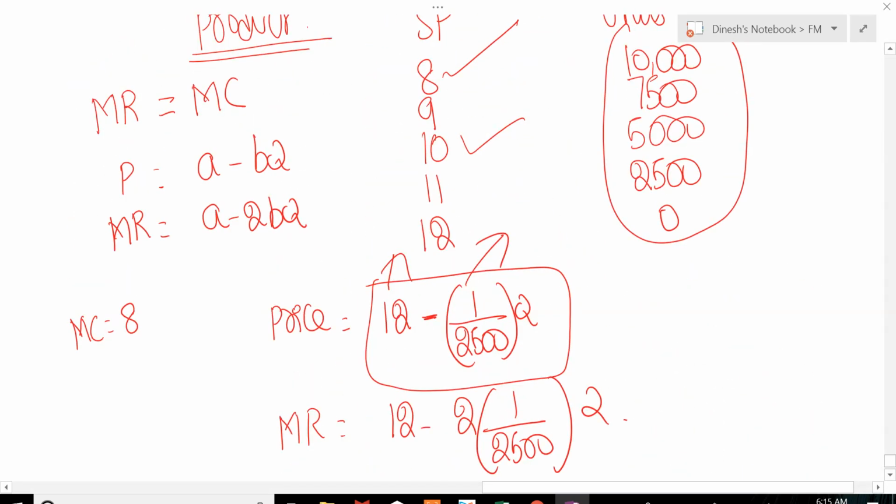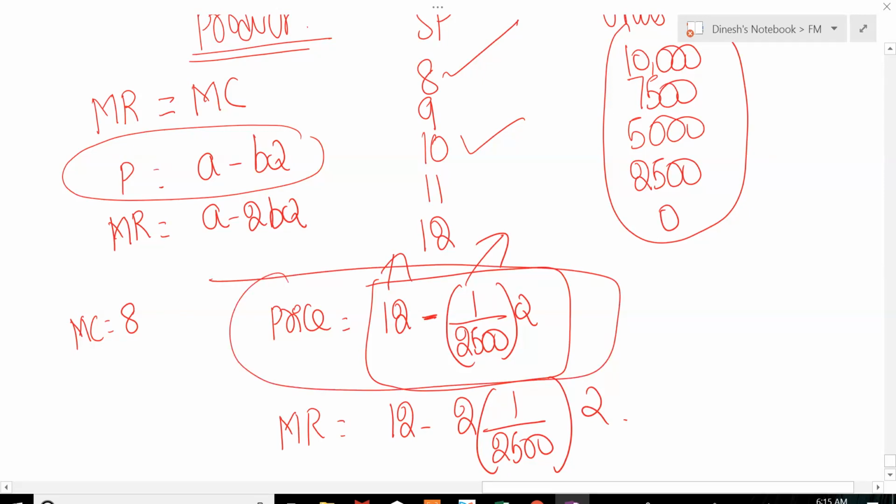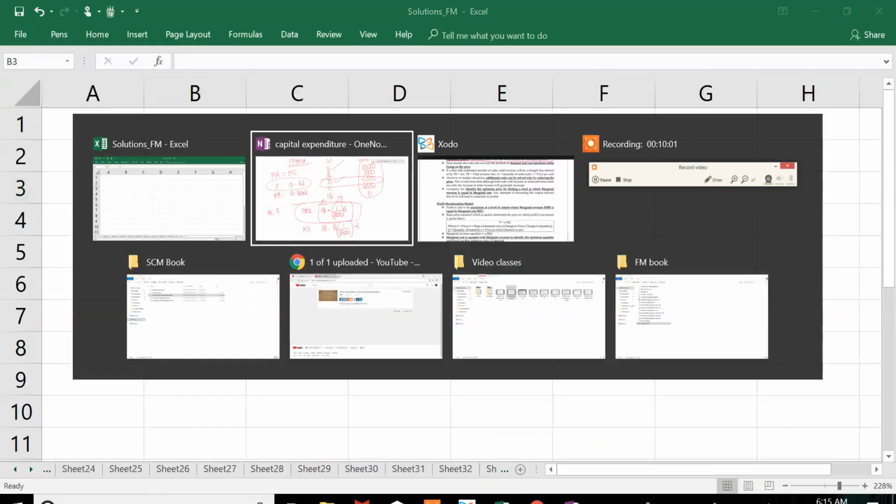Now if I substitute Q of 5,000 in this equation, I'll get the optimum price. What is the price at which the company has to sell the product? So ideally the optimum price for this company is 10 rupees and 5,000 units. This is what the price maximization model says. There is an equation for price, there is an equation for MR. We'll have to equate MR with MC and based on that, you will get a final answer as to what is the optimum price for the company.